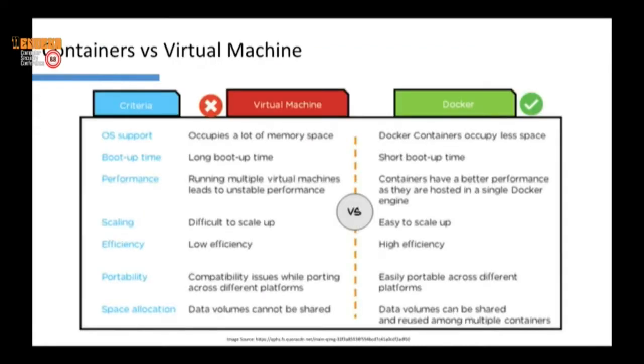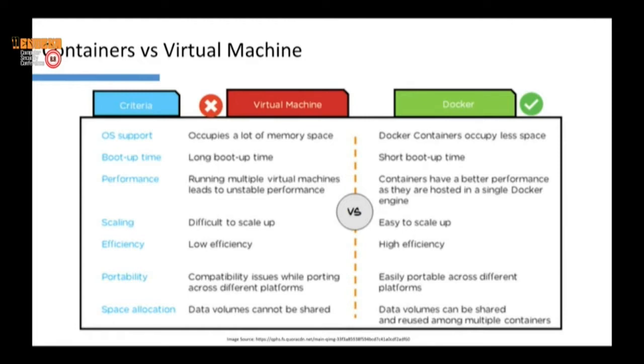Let's see them. So these are a few criteria which have been identified, and we are comparing virtual machines and Docker images or containers under these areas. First, from an OS support perspective, a virtual machine, as we have seen from the previous architecture, takes a lot of space, whereas Docker containers take less space. From a boot-up perspective, virtual machines take a lot of time because of the operating system they have, whereas Dockers are very fast to boot.